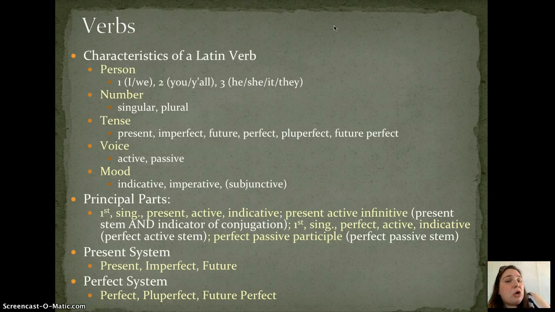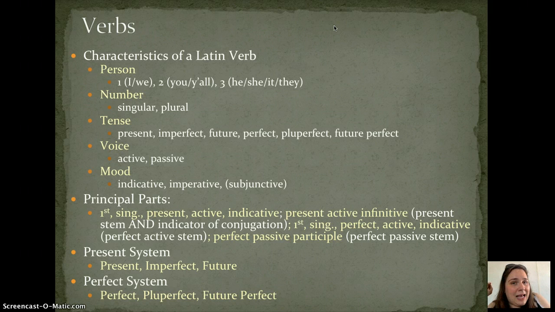There are some other verbal things out there like infinitives and participles, and they're not going to have person, number, tense, voice, mood. But if it's the main verb of a sentence or a clause, it's going to have person, number, tense, voice, and mood. Okay. By person, I'm referring to first, second, or third person. Number is either singular or plural.